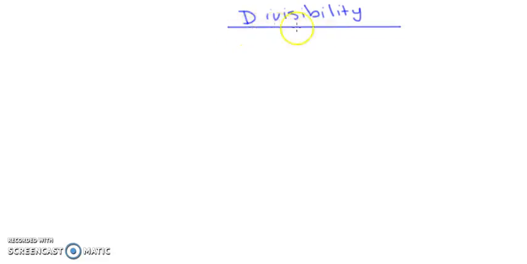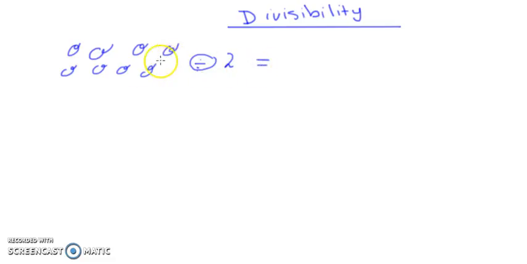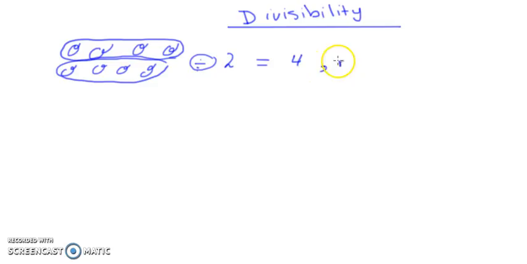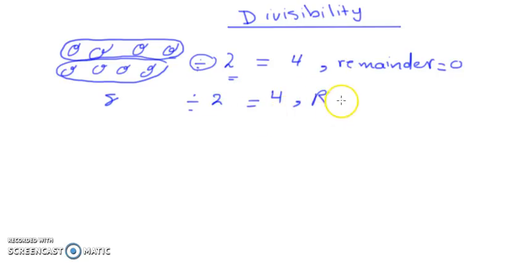Today we are going to study divisibility, to check divisibility. In order to start, if we have 8 apples, 8 circles, whatever, and we want to divide or distribute them among 2 students, how many apples will each student take? Each student will take 4 apples. And there are no apples remaining, so the remainder equals 0. So we say that 8 divided by 2 equals 4, and the remainder equals 0.